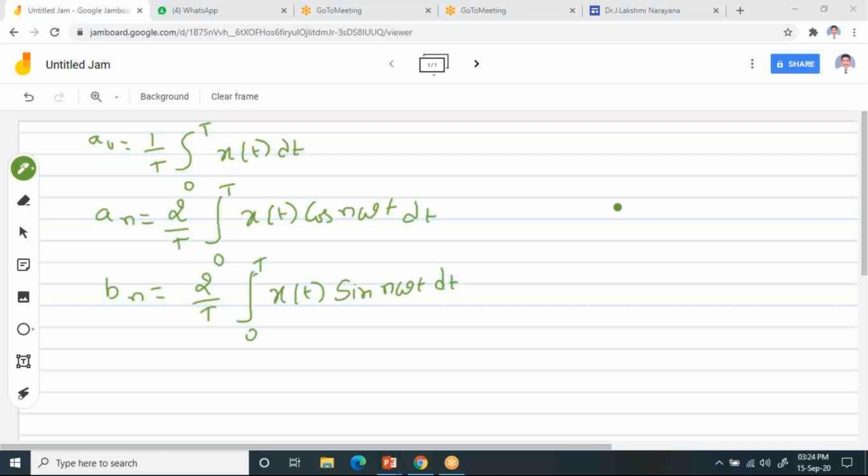Can you see the screen? Please post it in the chat box. Can you see the screen? Yeah. Please post it in the chat box. Can you see the screen? Jamboard? Yes, right. Now observe it.